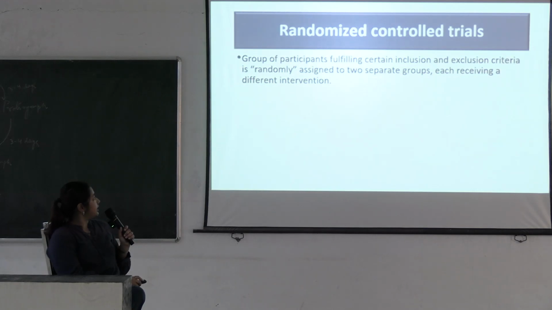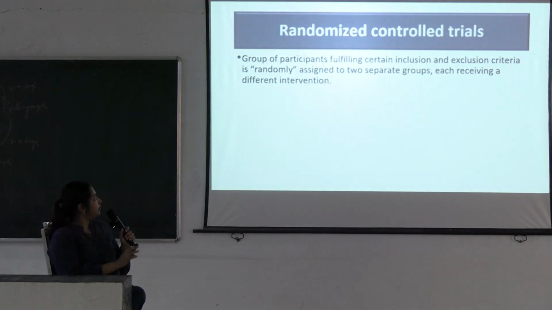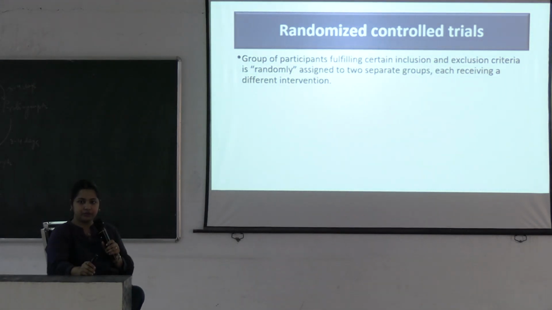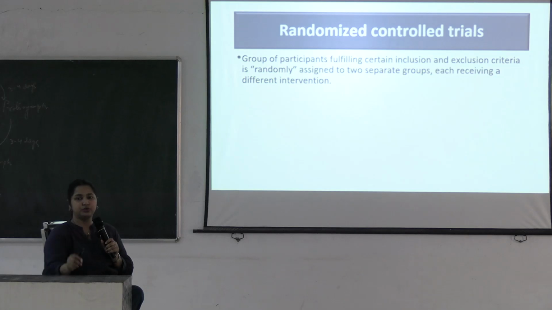So what is randomized control trials? It is a group of participants fulfilling certain inclusion and exclusion criteria, randomly assigned to two separate groups, each receiving a different intervention. So there are two groups. People are put randomly in those two groups. After they meet the inclusion and exclusion criteria, that is the criteria for participating in the study. And then after separating in the two groups, they are given different interventions, both by the investigator.